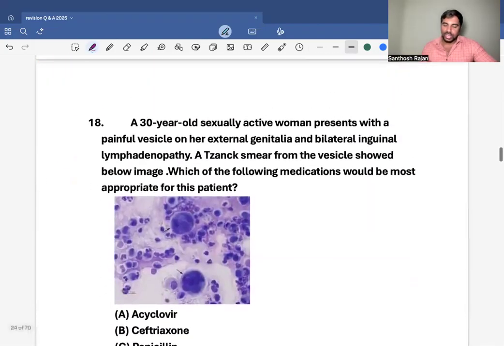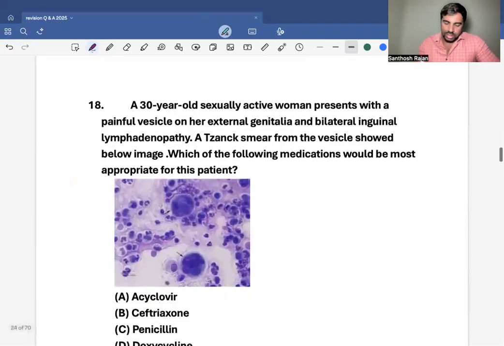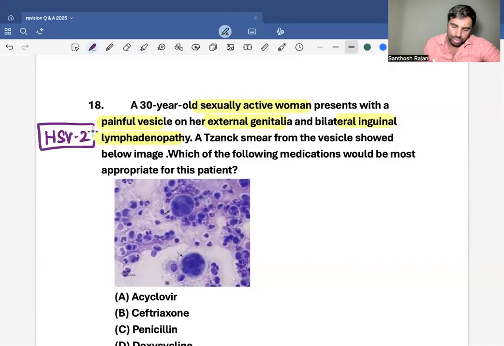Look at this picture. A 30-year-old sexually active woman presents with a painful vesicle in the external genitalia and bilateral inguinal lymph nodes. The painful vesicle is one clue that is more than enough to say that a vesicle is given. So it definitely goes with herpes simplex virus 2. Then a Tzanck smear from the vesicle showed the following image.